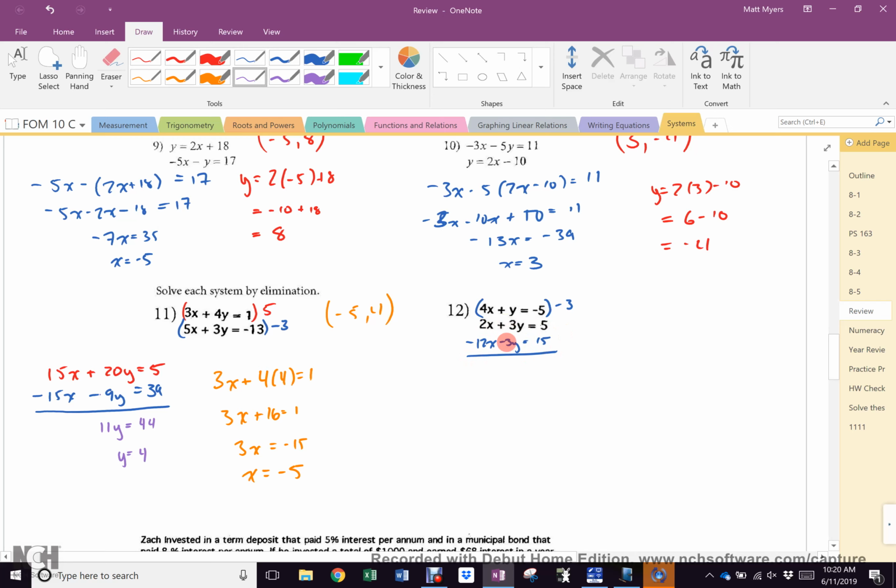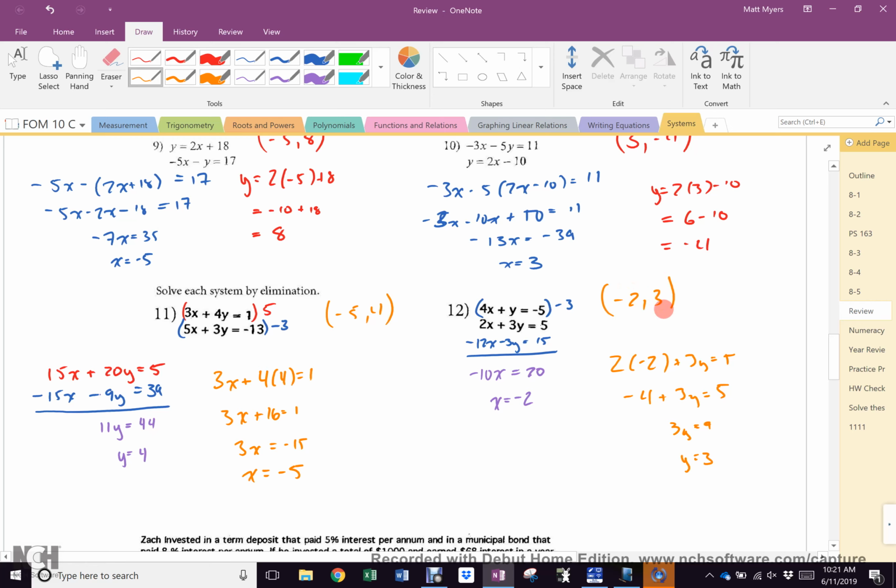Even if you didn't do it this way, you know what to do. You don't need to, because you've got the 3 and the 3, right? So 2 plus negative 12 is negative 10x. The y's drop out. 5 plus 15 is 20. X equals negative 2. Now what can I do with that negative 2? I can put it anywhere I see an x. 2 times negative 2 plus 3y equals 5. Negative 4 plus 3y equals 5. 3y equals 9. Y equals 3. And the answer is negative 2, 3.